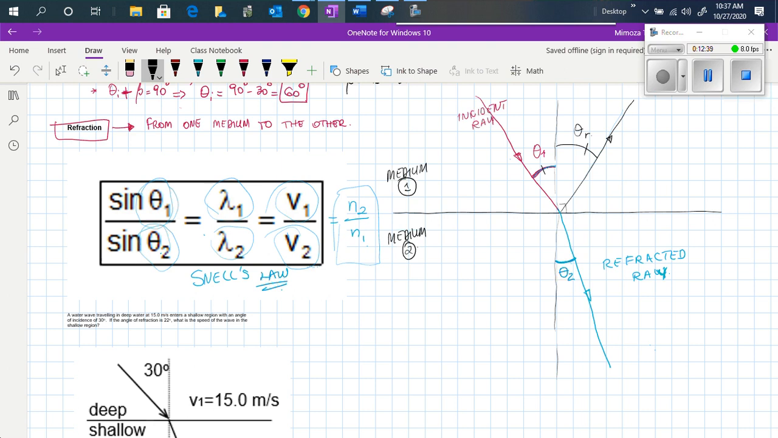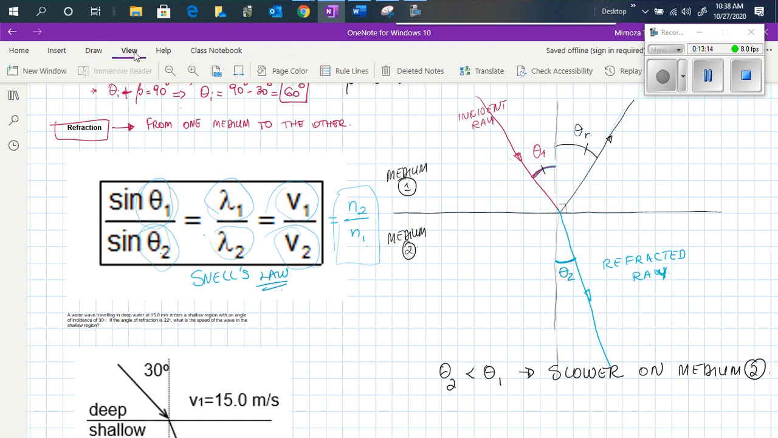Now you can see here that if theta 2, which is the angle in medium 2, is less than theta 1, then we can say that the wave is traveling slower in medium 2 than in medium 1. Okay, so let's take a look at this example that we have here.